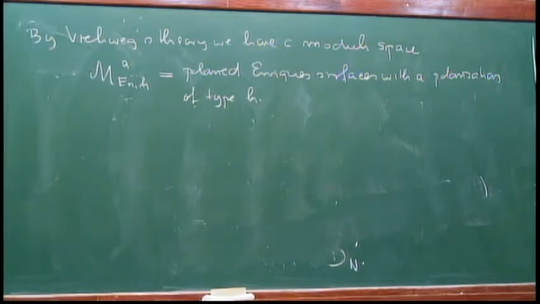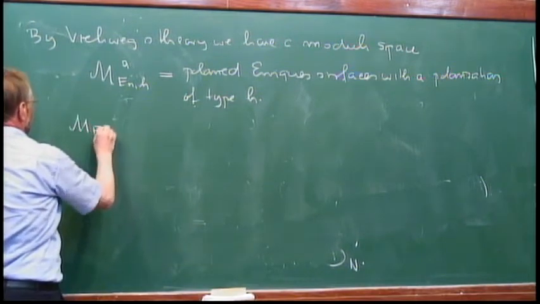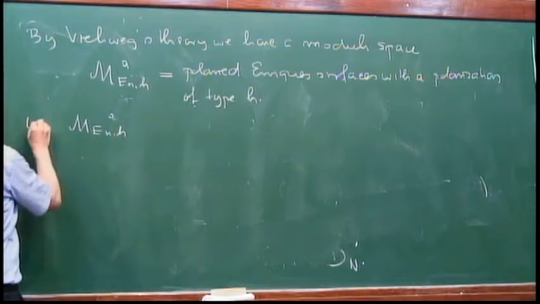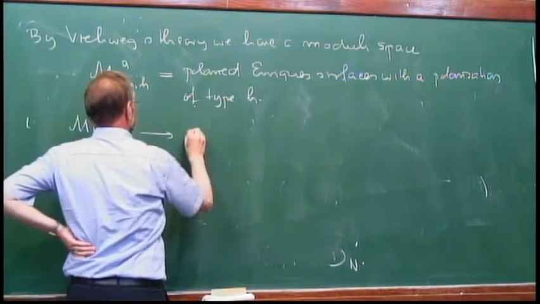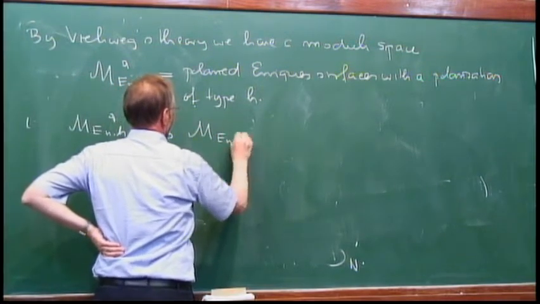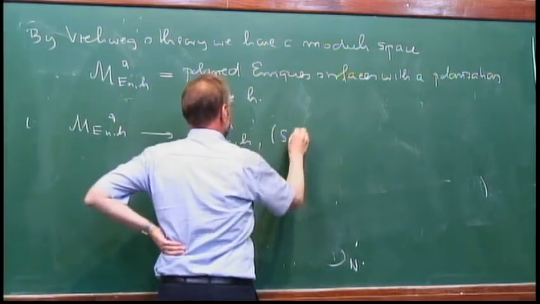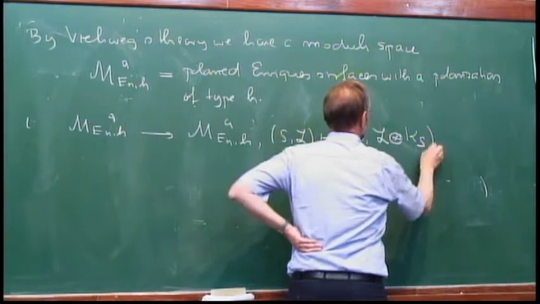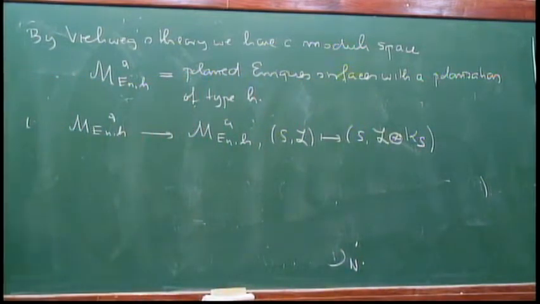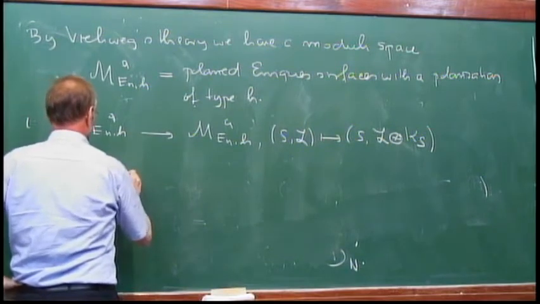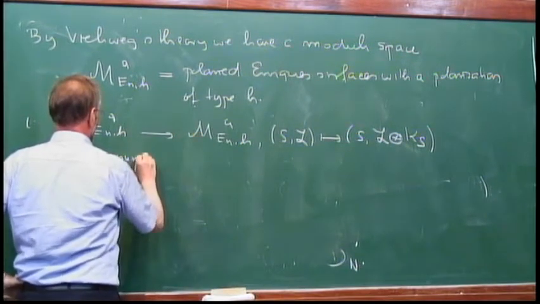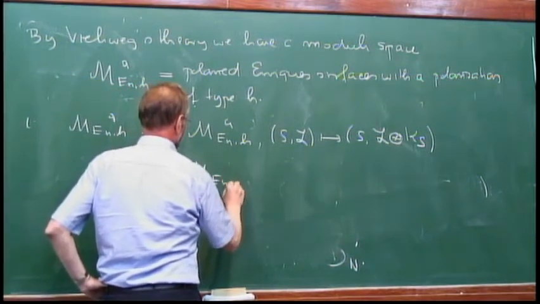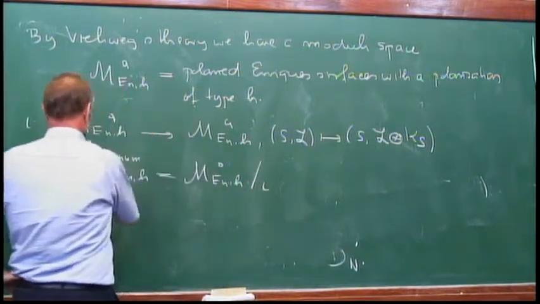Now, what we have, of course, is we have an involution on that moduli space, which maps, say, SL to SL tensor K. That's an involution, and it's, well, without fixed points. And I can take the quotient of this involution, H num, which is just the quotient of this moduli space by this involution.